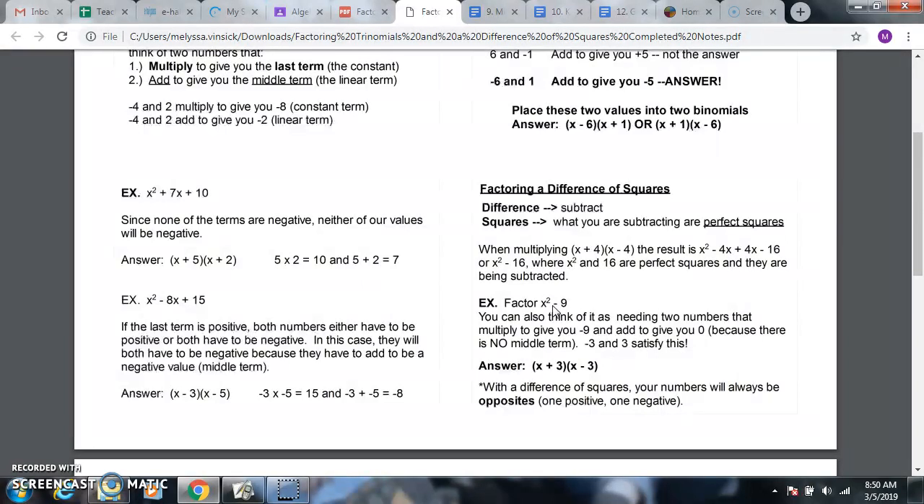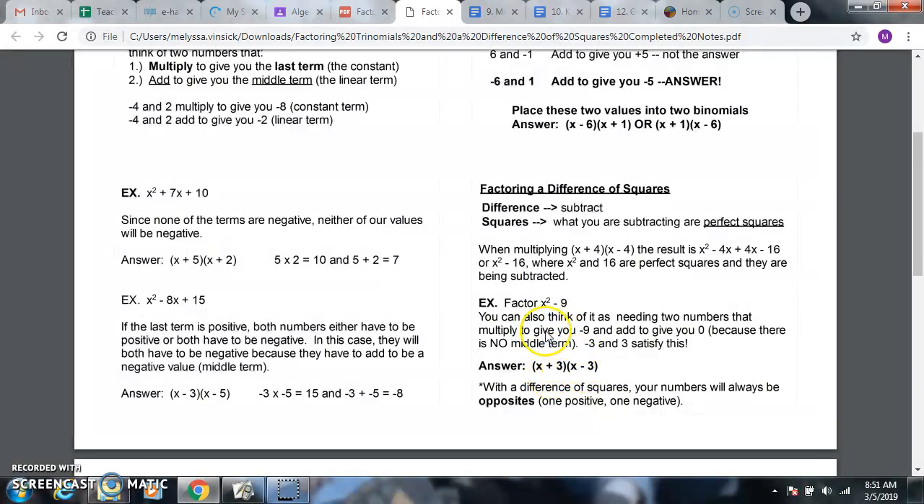Now, you have to make sure of two things. If it's a binomial, check to see if it's subtraction in the middle. If it's subtraction, that's a good first step. It might be difference of squares. Then this constant also has to be a perfect square. 9 is a perfect square because 3 times itself gives you 9. We have to figure out then what the factors would be.